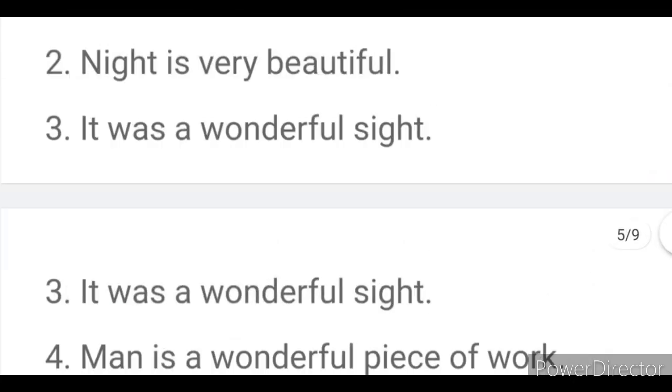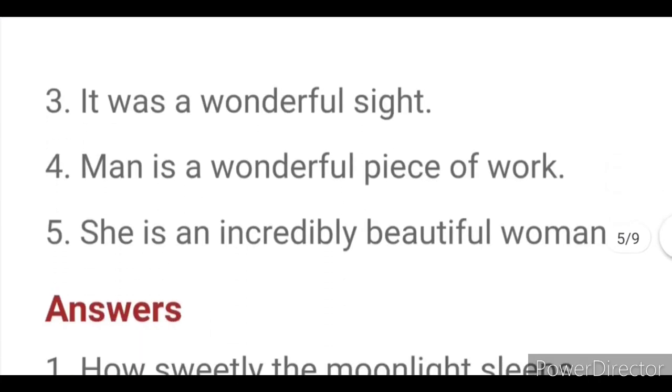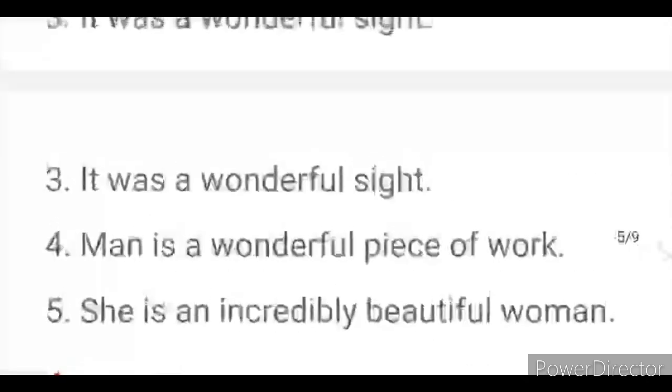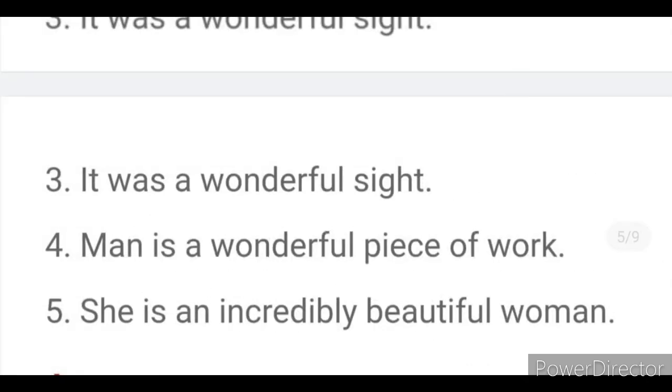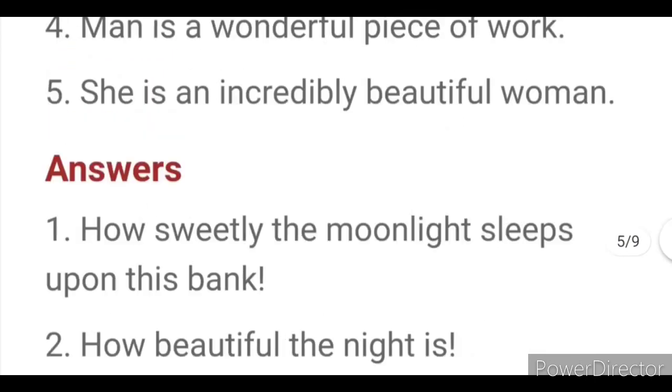See the next one. Number 2. Night is very beautiful. Guess the answer. Here is the answer on your screen. How beautiful the night is. The night is very beautiful. How beautiful. Very changes into how, just as how changes into very. I told you earlier. Then number 3. It was a wonderful sight. What a wonderful sight it was.